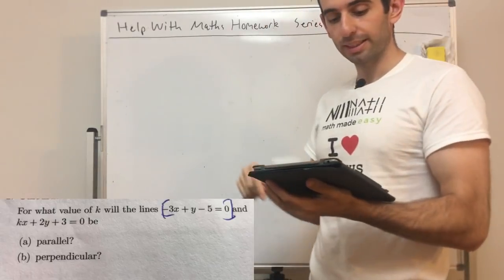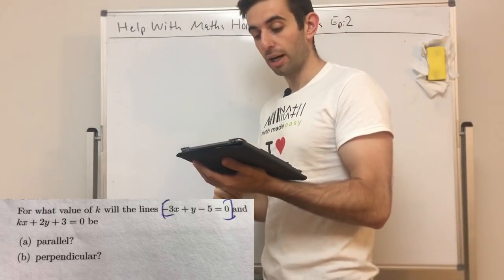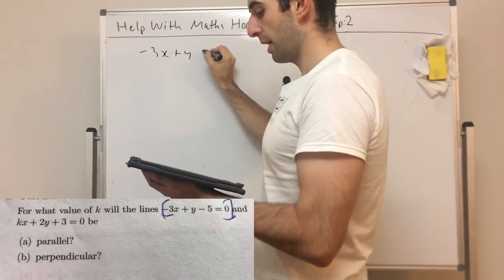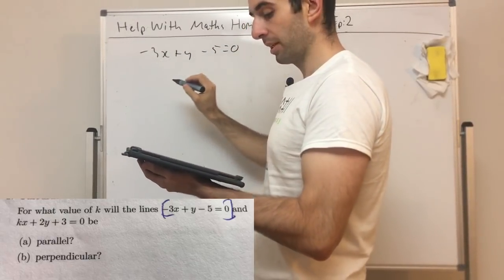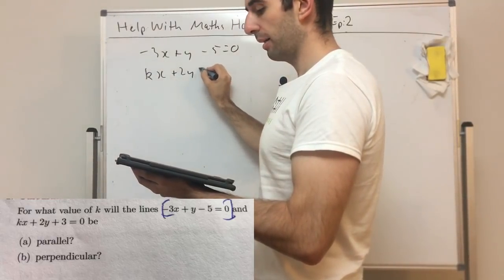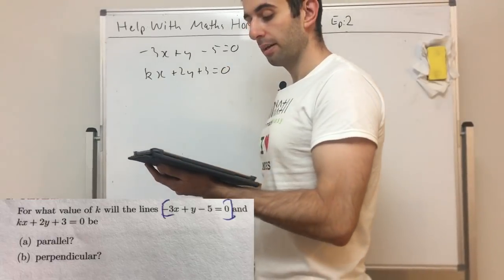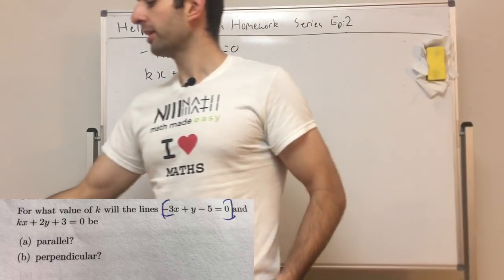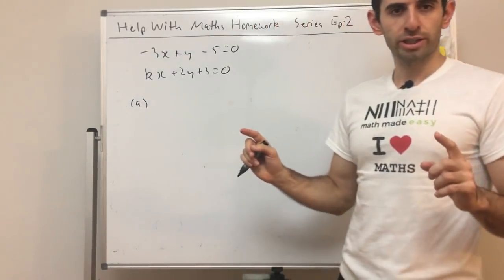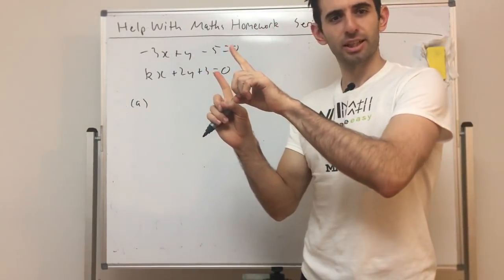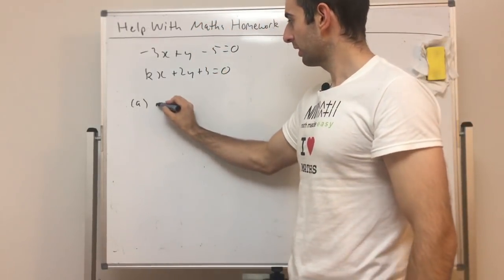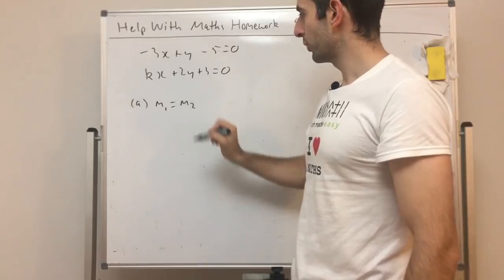So the first question we'll see here: for what value of k will the lines negative 3x plus y minus 5 equals 0 and kx plus 2y plus 3 equals 0 be either parallel or perpendicular? So parallel lines. All you need to know about parallel lines is that they are 2 lines that never meet, which means the only way that can happen is if they have the same gradient. So that means m1 equals m2.